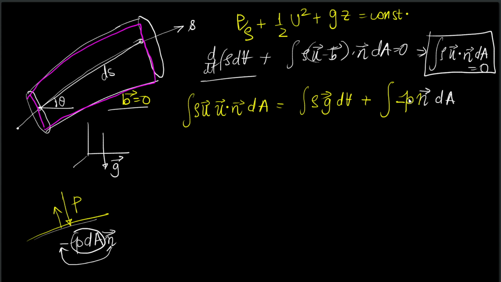Let us first write down the conservation of mass. Because these are the streamlines, there is no mass crossing the streamline. Streamline by definition, there is no mass crossing. So there is no flux through these side walls. The only flux that is coming in is because of this face and this face.